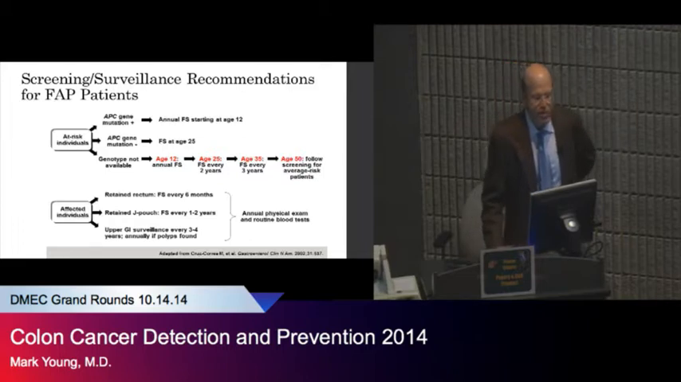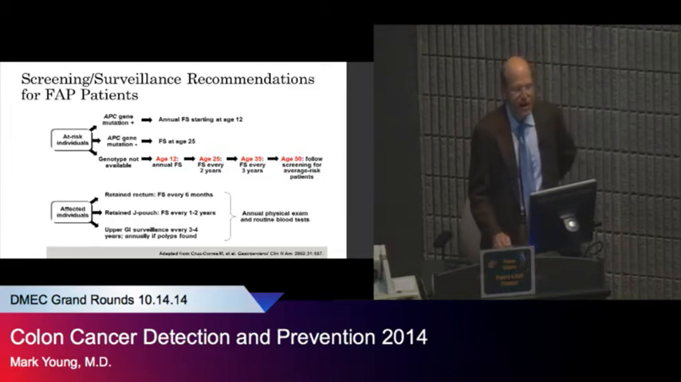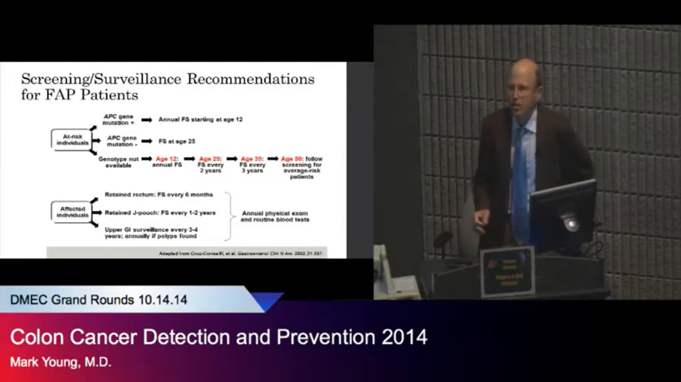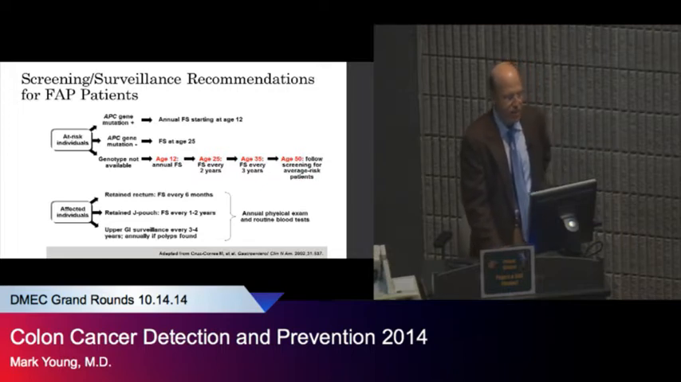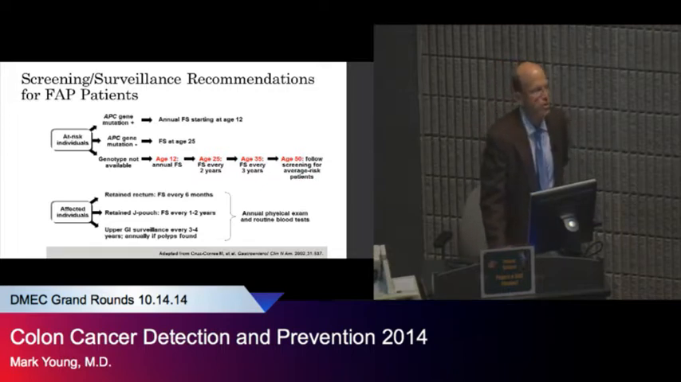So we screen these patients by looking for the APC gene. If they have the mutation, start flexible sigmoidoscopy screening at age 12. If they don't have the mutation, start at age 25. If the genotype's not available, we start at age 12 and then every few years. Affected individuals, even with colectomy, if they have their anal mucosa intact, need to have their J pouch and their rectum screened about every 6 months, the J pouch about every 1 to 2 years.